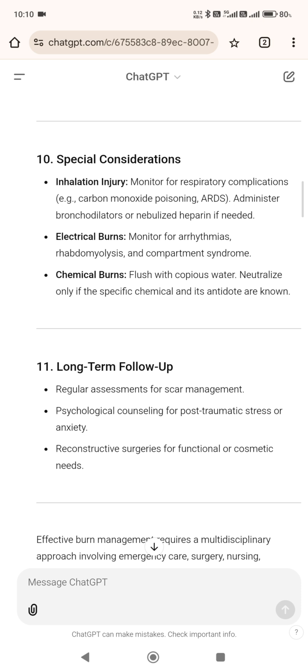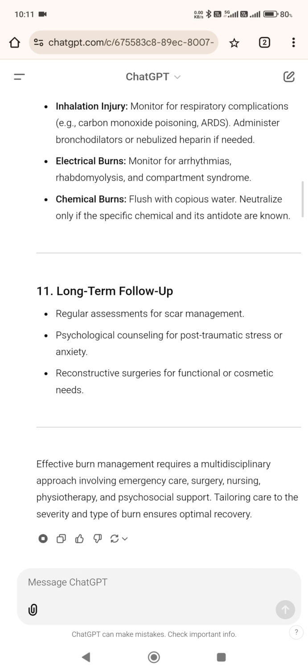10. Special considerations. Inhalation injury: monitor for respiratory complications, e.g. carbon monoxide poisoning, ARDS. Administer bronchodilators or nebulized heparin if needed. Electrical burns: monitor for arrhythmias, rhabdomyolysis, and compartment syndrome. Chemical burns: flush with copious water. Neutralize only if the specific chemical and its antidote are known.